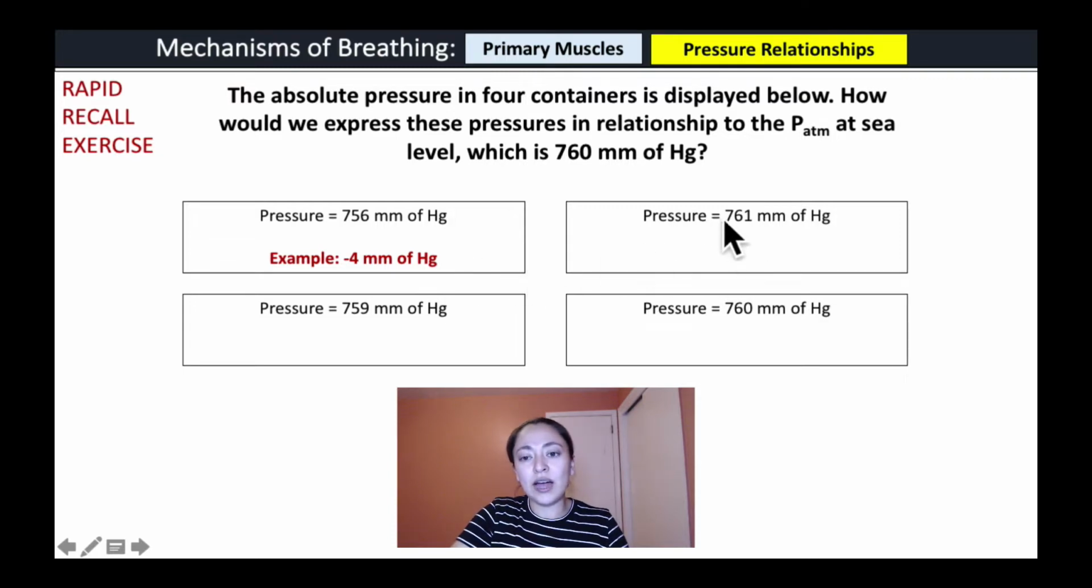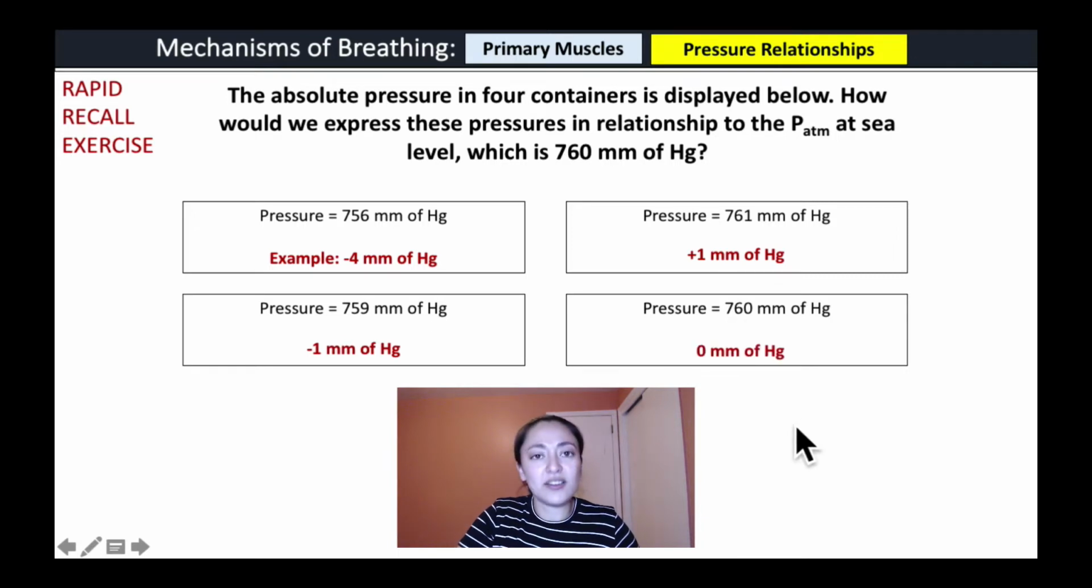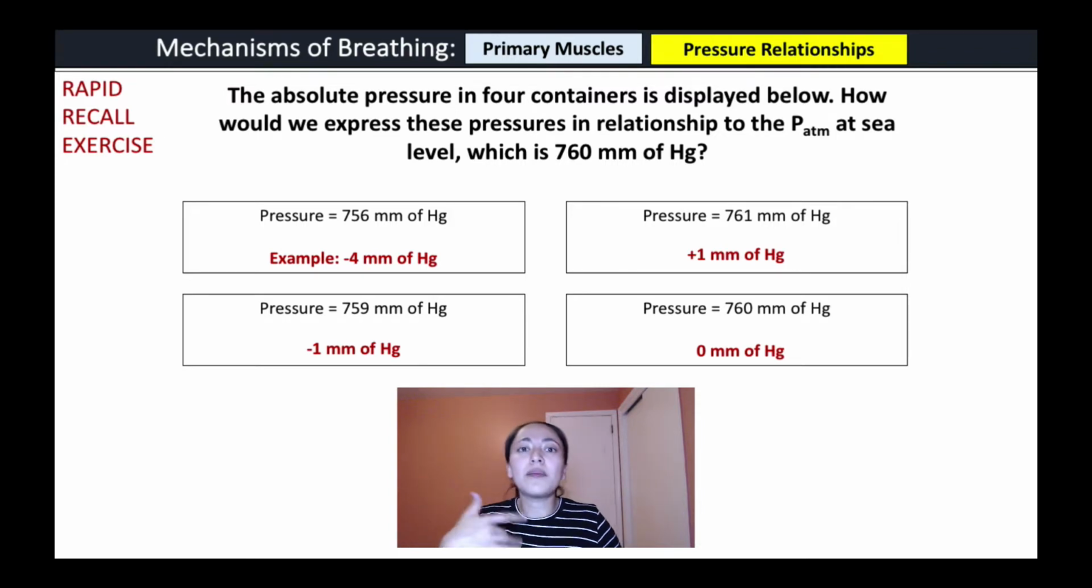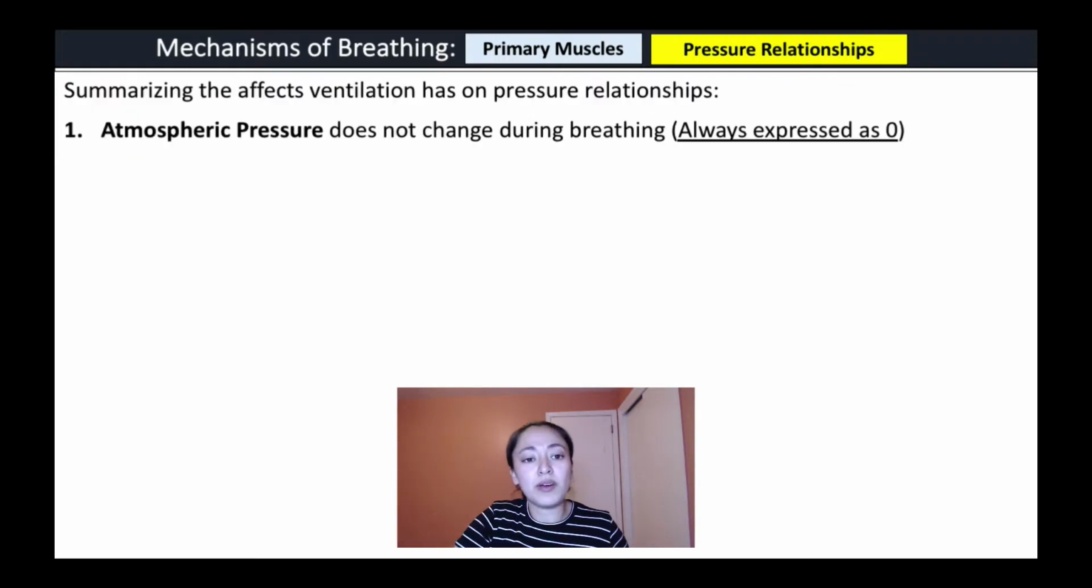What about this one? How would I express the pressure in this container? Since it's 1 above, I would say +1. This one, it's 1 below, so I would say -1. This one would be expressed as 0. This is important because a lot of times when they talk about breathing, they'll say the intrapulmonary pressure is +3 or +1. And so that's talking about it in relationship to the atmospheric pressure.